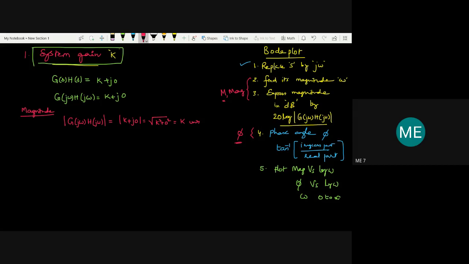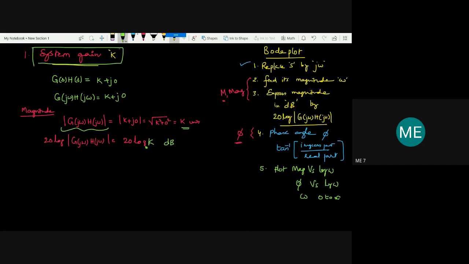Here the magnitude does not depend on omega. Then express the magnitude in decibels by applying 20 log. So 20 log of mod of G(j omega)H(j omega) is equal to 20 log of what we got, K units. So this will become 20 log K, where the log base is 10. So 20 log K is now in terms of decibels.